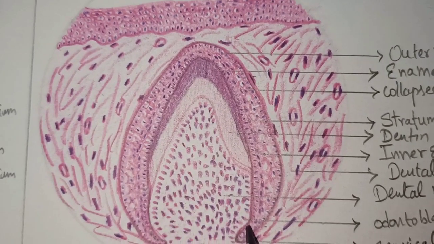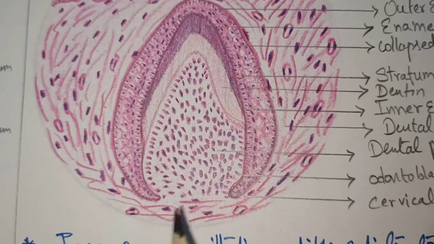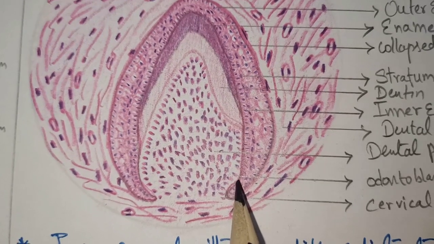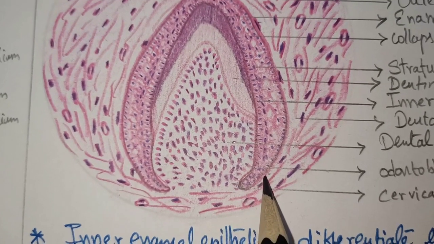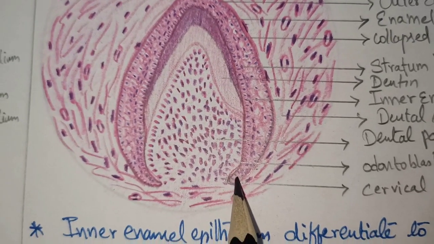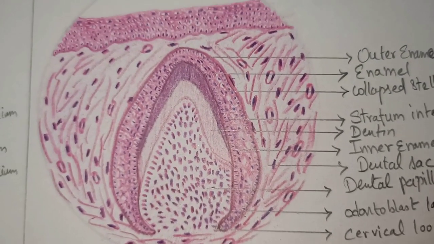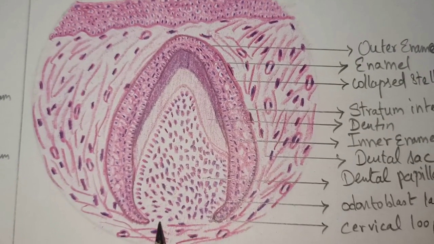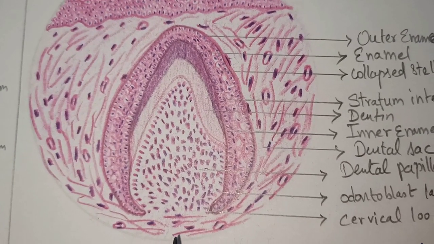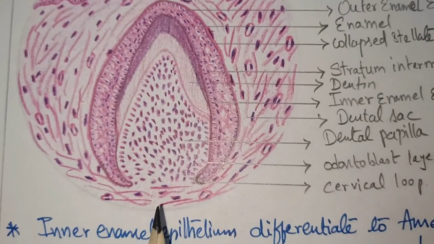Okay, the junction or the fusion, or the combination you can call it, of the inner enamel epithelium with that of the outer enamel epithelium will form your cervical loop. Okay, that results in the formation of the cervical loop, and also helps in the formation of root development.